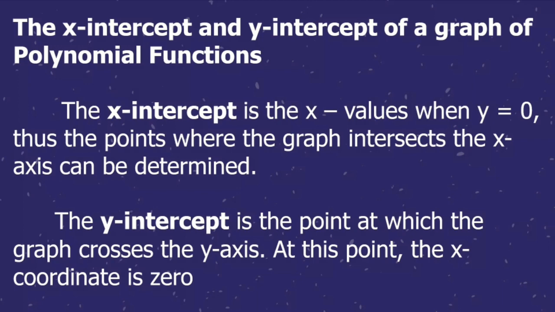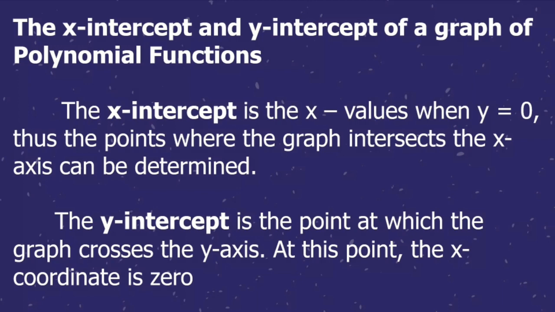Okay, so I hope that you learned how to identify the standard form or rewrite the standard form of the polynomial function, how to identify the degree, the leading coefficient, and the constant term. So now, let's proceed to the graph of a polynomial function. But before that, we need to identify first the x-intercept and the y-intercept.